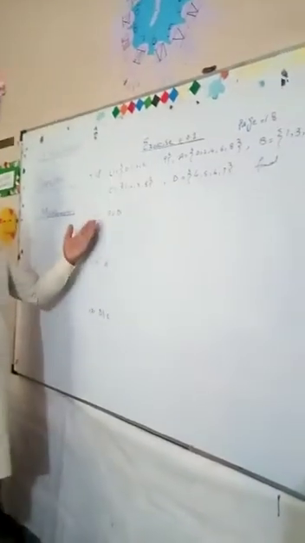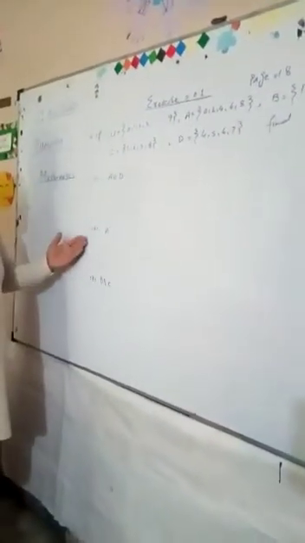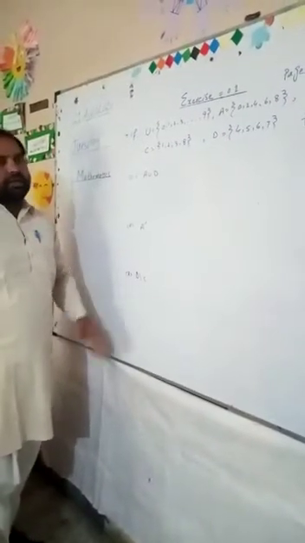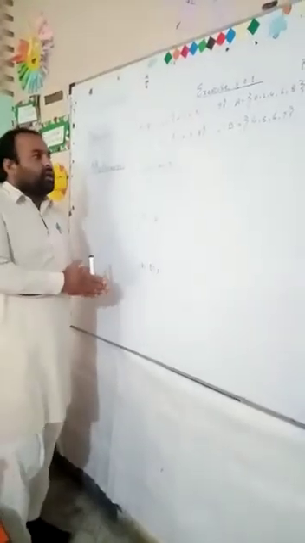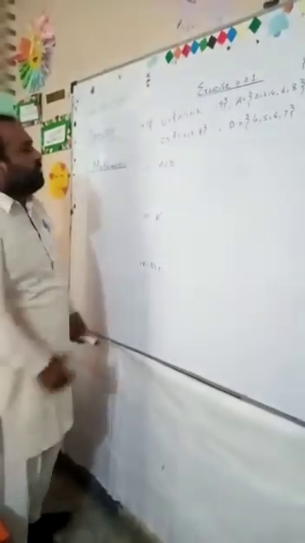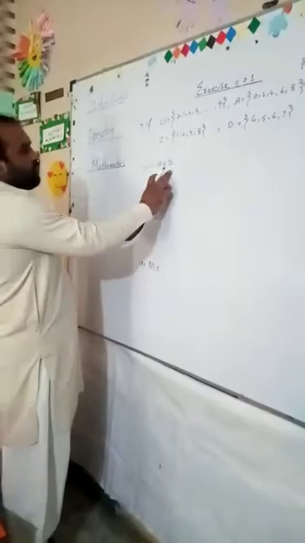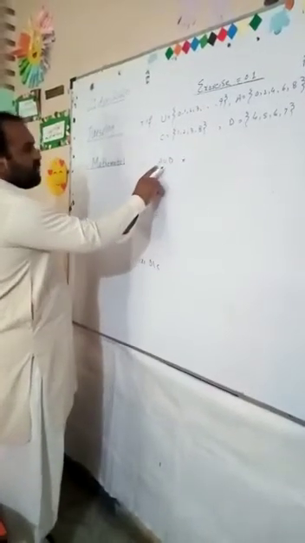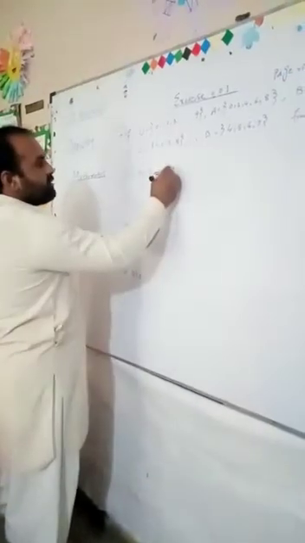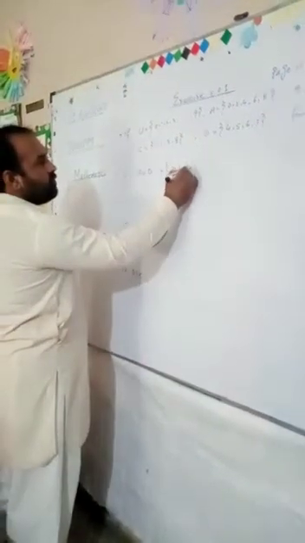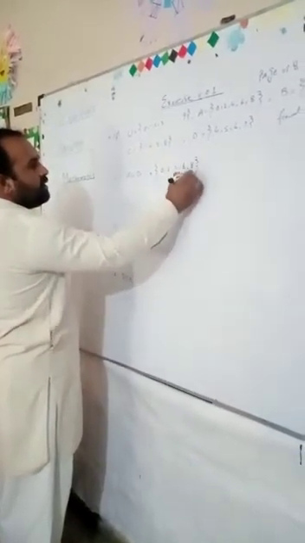Part number 2, A union D. Part number 5, A complement, and part number 10, D difference C. This question number 7 is the same as question number 6. So we start solving. Part number 2, A union D. First A, then write the A set: 0, 2, 4, 6 and 8.